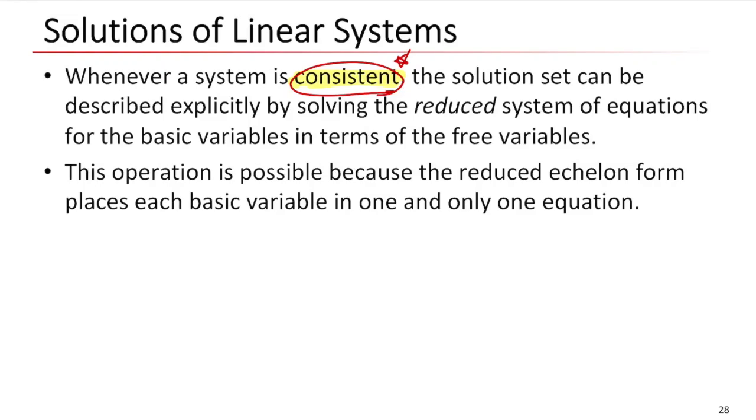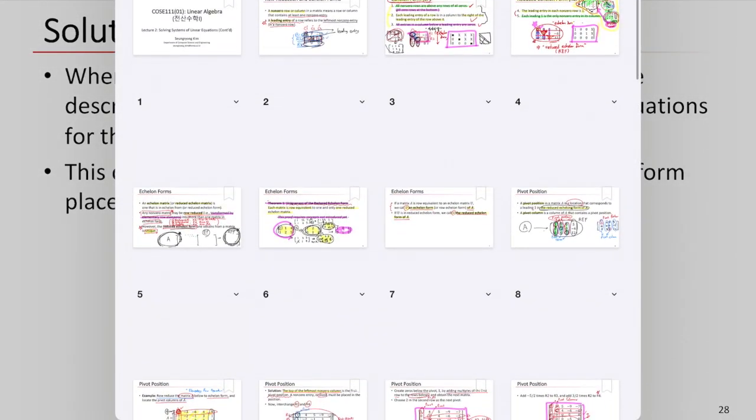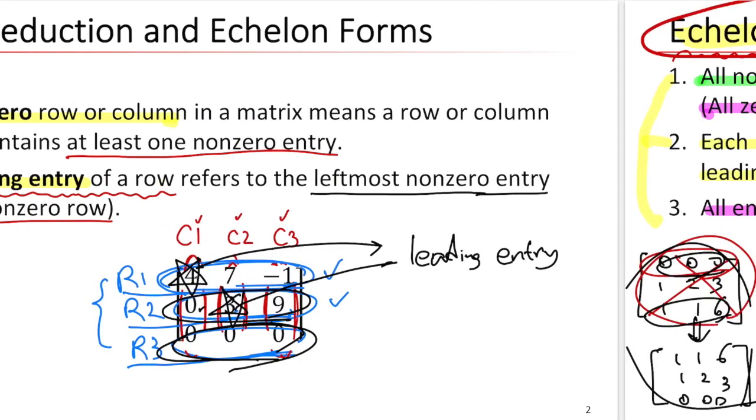Okay, let's start. Where are we now? Let's go back to the first page of this chapter. Okay. In the last lecture, we learned what is the row reduction and echelon form.